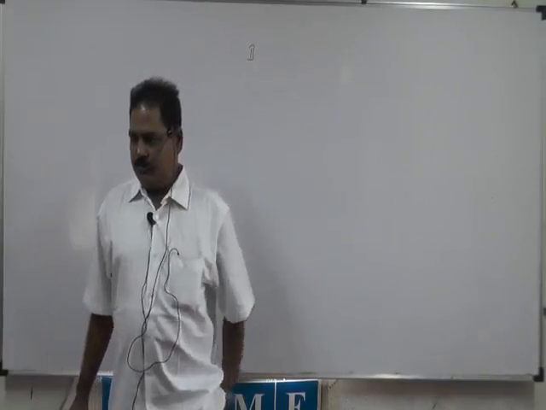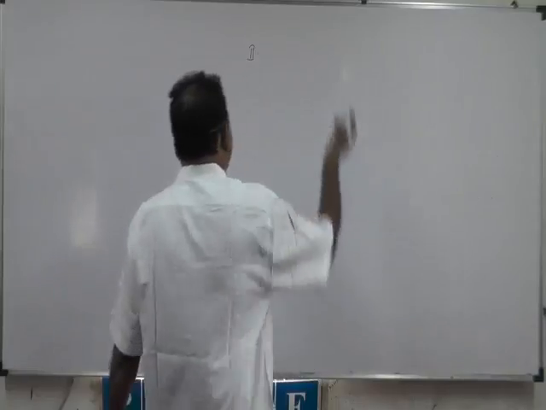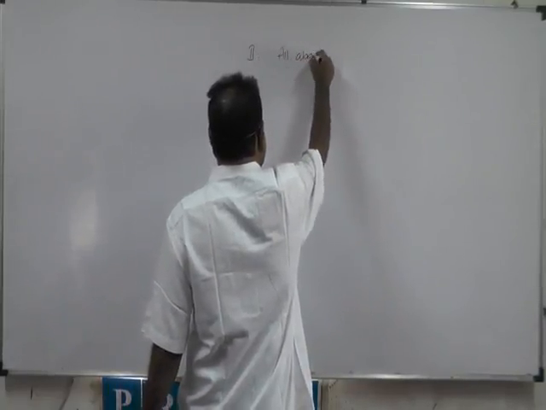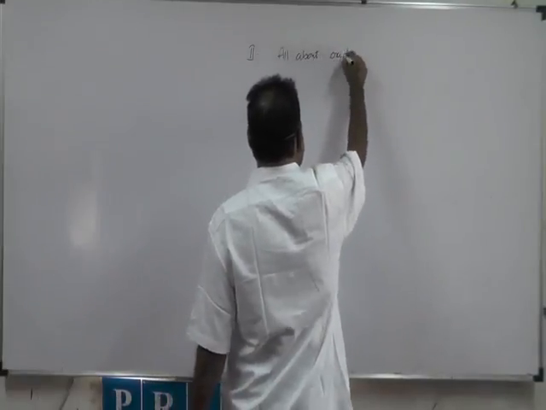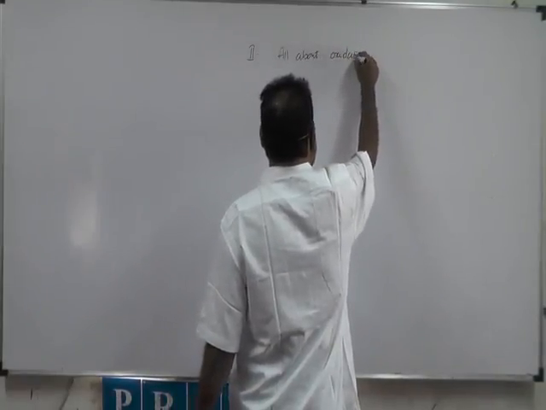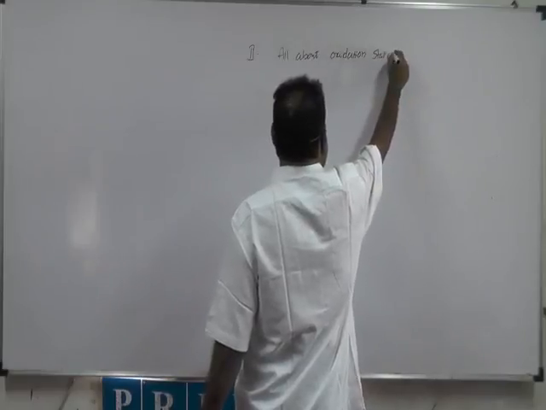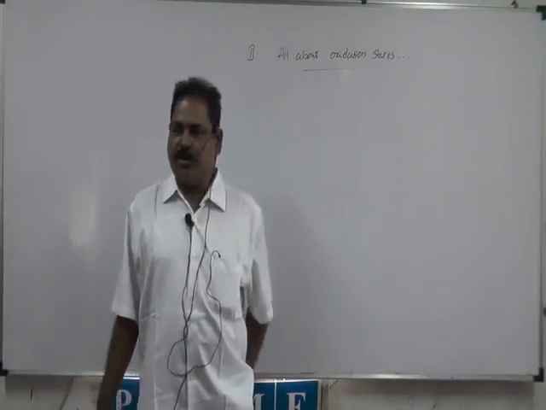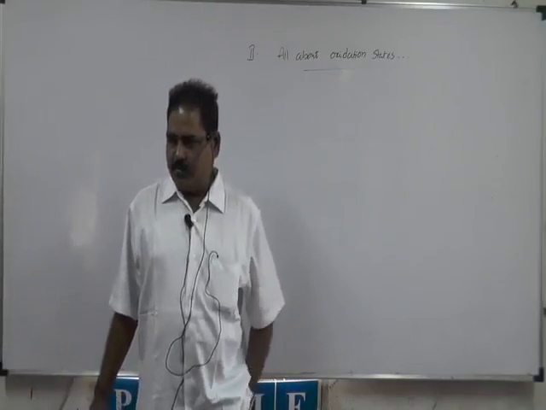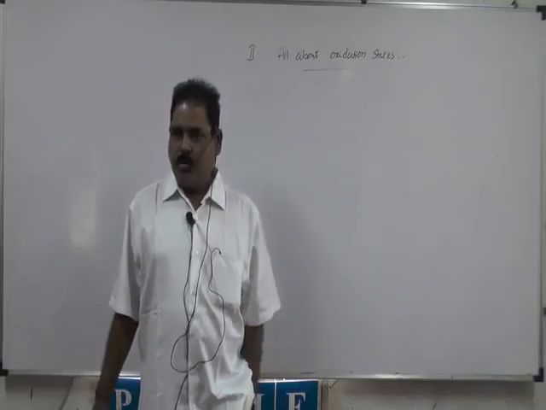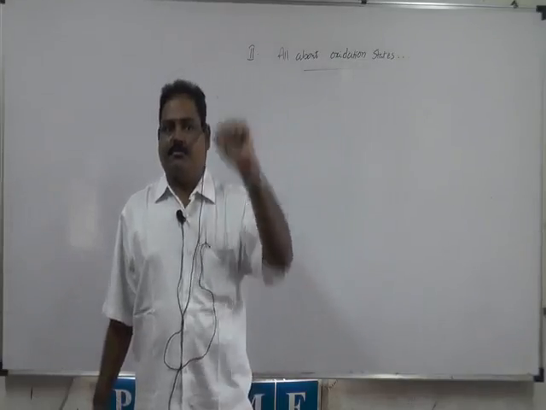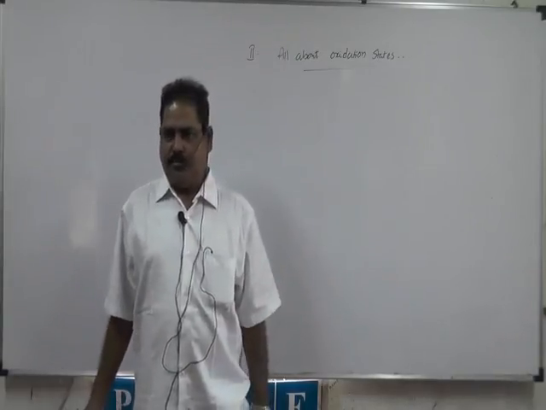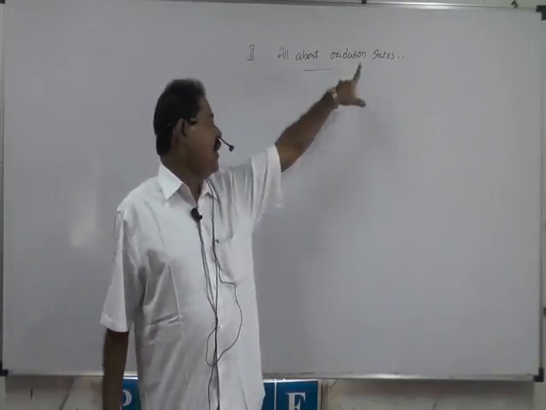Now, all about oxidation states. What is the difference between oxidation state and oxidation number? State is per one atom. The number is for a whole group of atoms. Oxidation state of one atom.